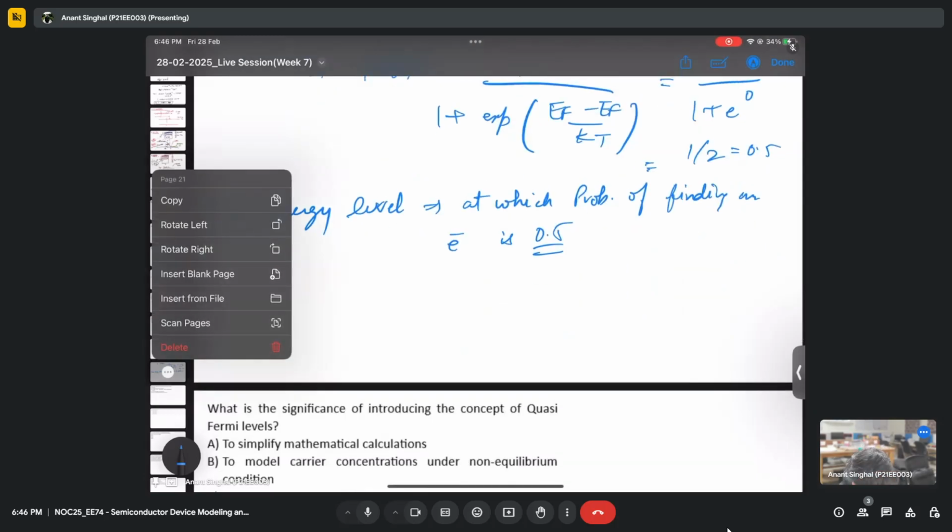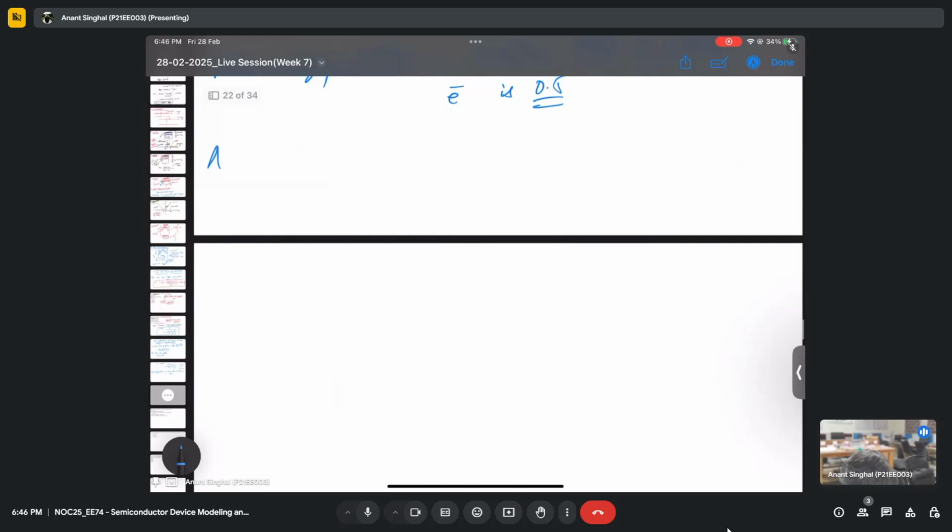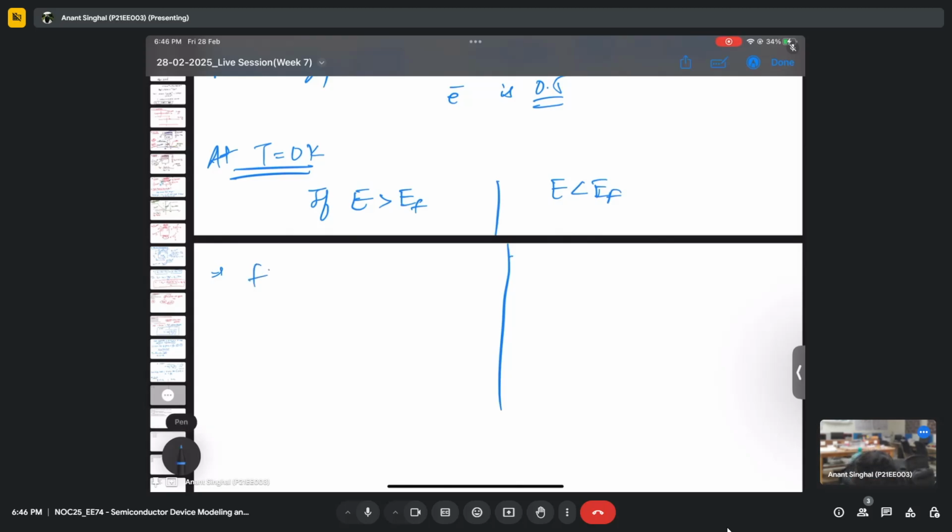So now what if the temperature equals 0 Kelvin? If E is greater than EF, there can be two cases, one is less than, one is greater than. So let's discuss the greater than case first. So Fe will be nothing but 1 upon 1 plus exponential of (E minus EF) over kT. T I have considered 0. So what do you think this term will be? 1 upon 1 plus e to the power infinite.